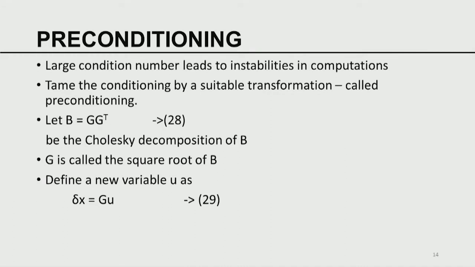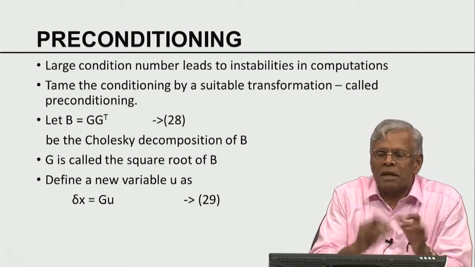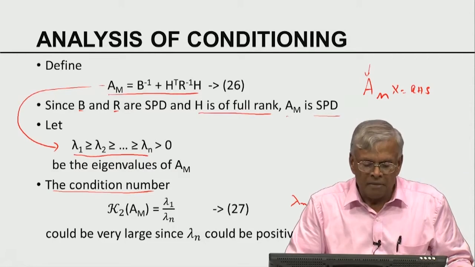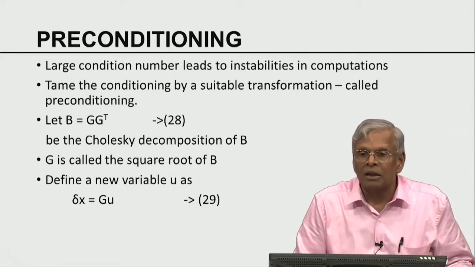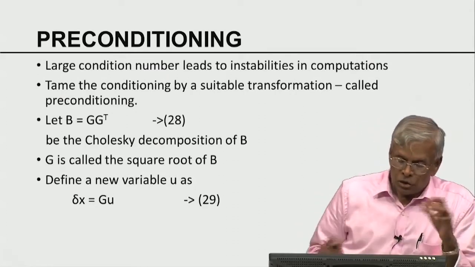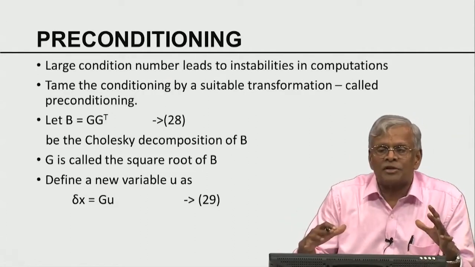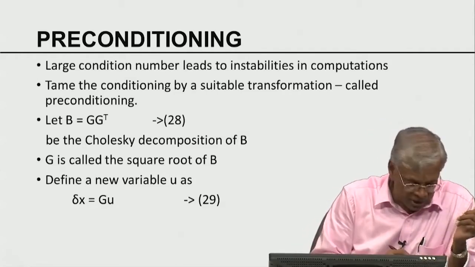To tame the conditioning, we use a suitable transformation called preconditioning. So preconditioning is the methodology by which I am going to get around the challenges posed by an ill-conditioned matrix or a matrix with large condition number. What is the matrix of interest here? AM. What is AM? AM is the sum of B inverse plus H transpose R inverse H. These are all mathematical considerations. So how am I going to develop a preconditioning to avoid the challenges of ill-conditioned matrices or nearly ill-conditioned matrices? That is what we are going to discuss now.